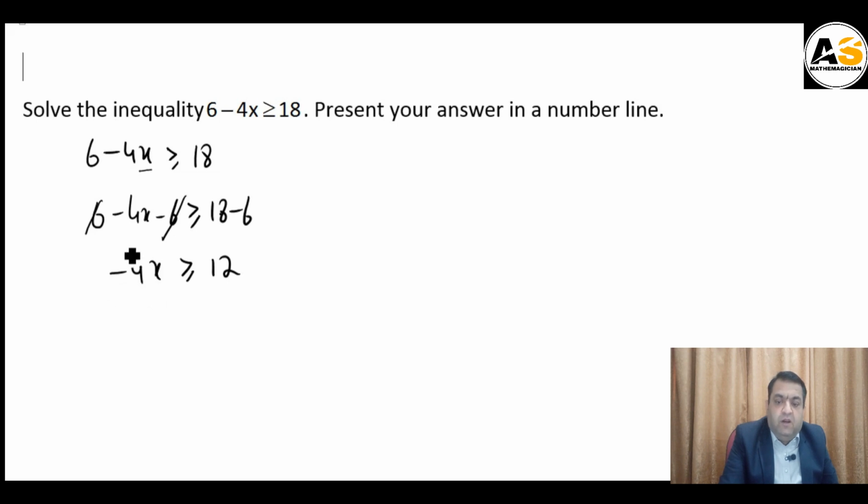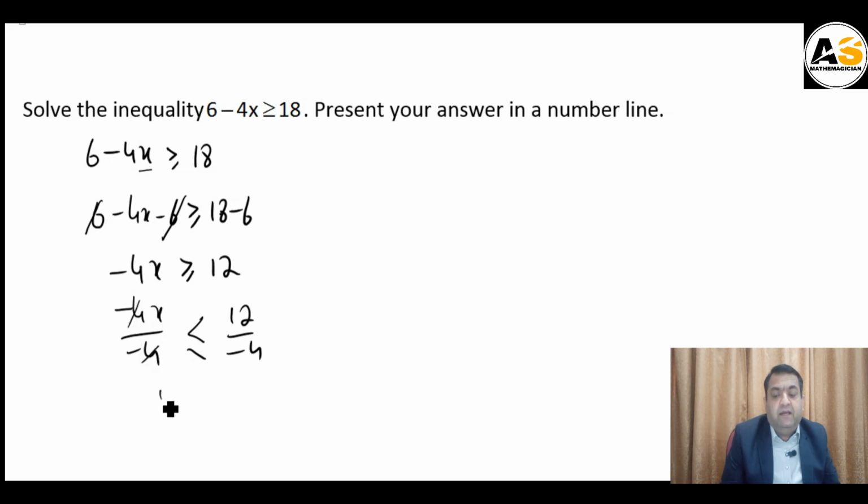In the next step, we will remove this negative 4. This is minus 4 which is being multiplied with x. So how can we remove this? We can divide by minus 4 on both sides. By doing so, this inequality will be, yes, it will be reversed, because by multiplying or dividing with a negative number, the inequality is reversed. So we are left with only x is less than or equal to 12 over minus 4, which is minus 3. So this is the solution of the inequality given to us.